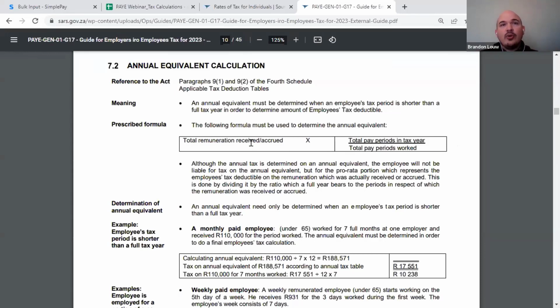So we're taking the total remuneration received or accrued. We're going to divide by the total pay periods worked first in order to determine an average that they earn per month. And then we're going to multiply by the total months in the tax year in order to determine the projected earnings for the year. That's essentially what an annual equivalent is. An annual equivalent is a projected earnings for the year based on what you've currently earned.